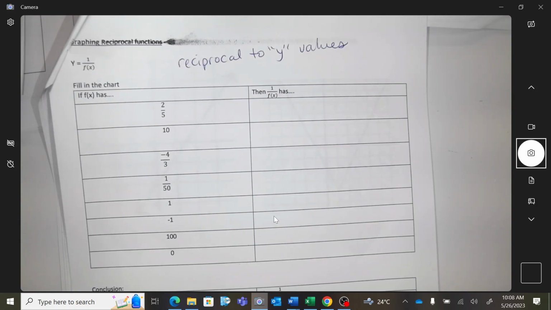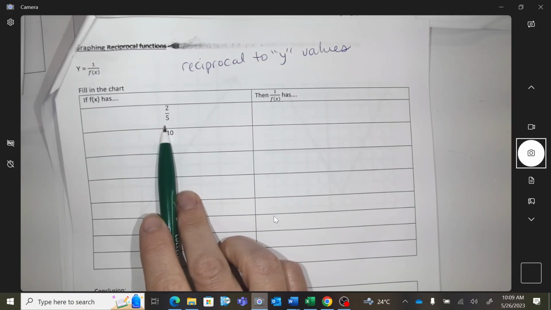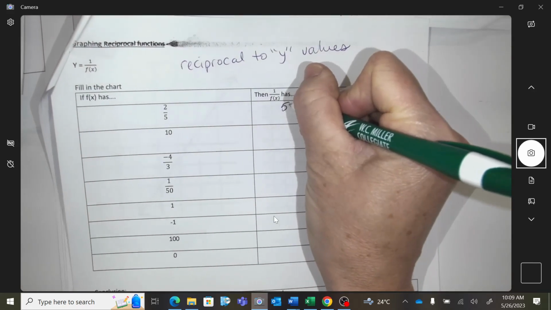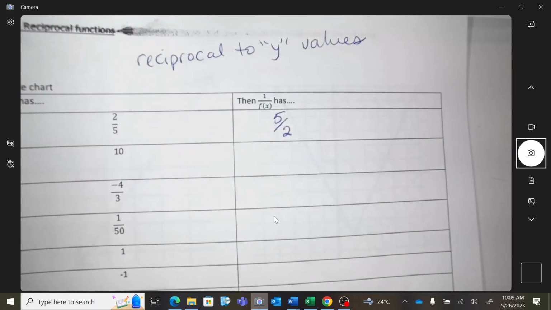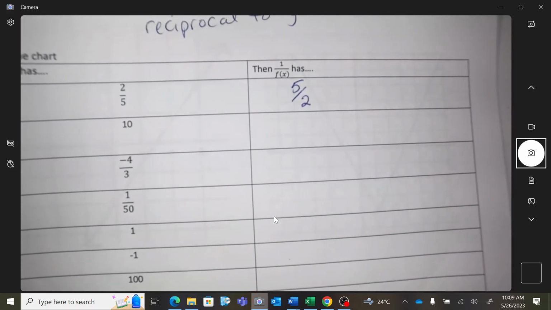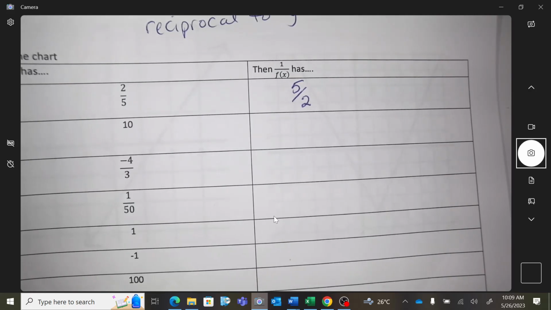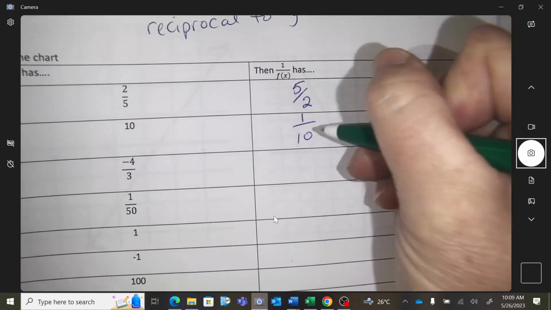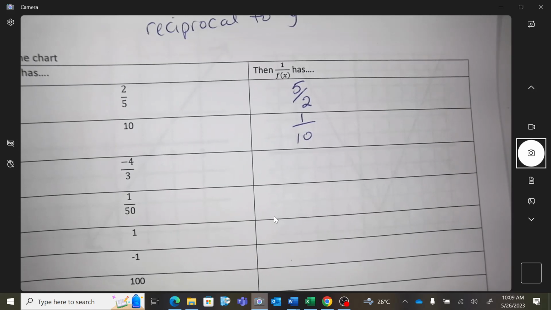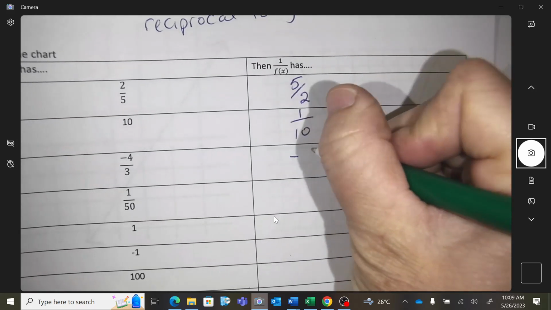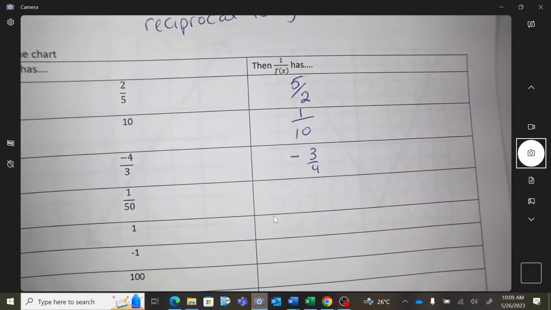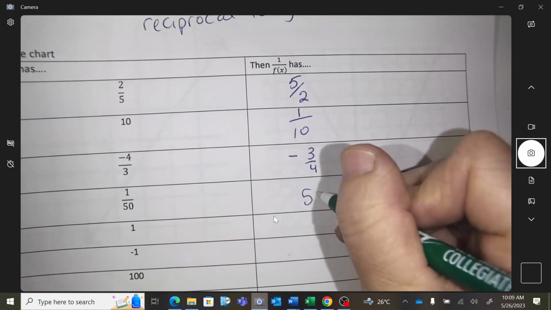So what does the word reciprocal mean? Flip the fractions. Okay? So the reciprocal of 2 over 5 would be 5 over 2. The reciprocal of 10 would be 1 over 10. This would be negative 3/4. If you have 1 over 50, it flips to be 50.